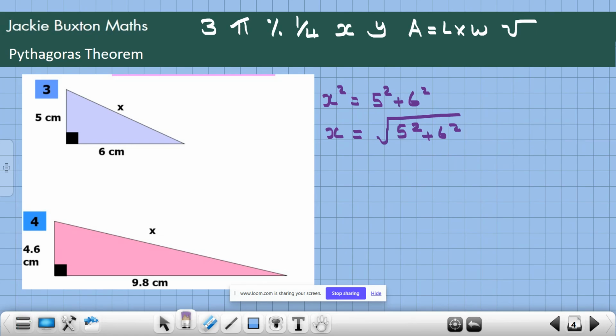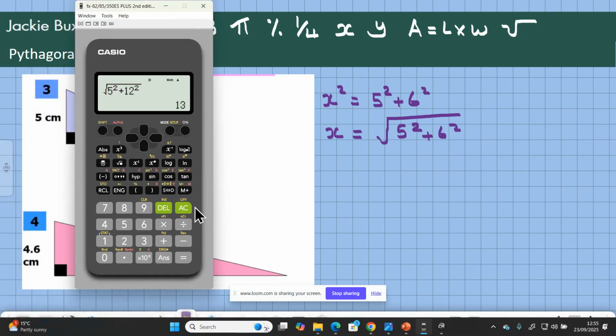Let's grab the calculator and type it in. Square root of 5 squared plus 6 squared equals, and what it's done now is it's given the answer as square root of 61. We want to change that to a decimal, so we use this button here. If we click on that button, it's going to change it to a decimal. And what we're going to do for these is do it to 1 decimal place.